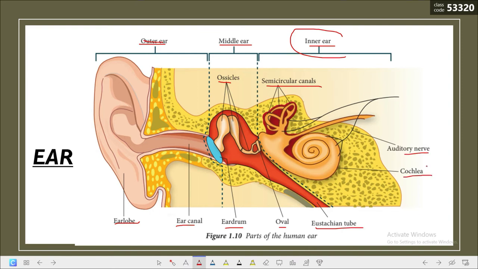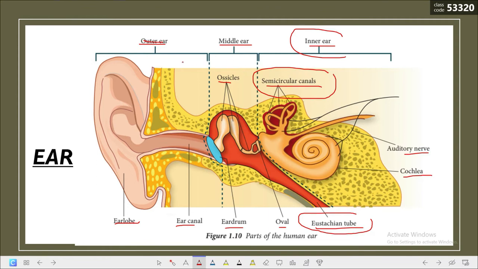However, we already know the function of the ear, of course, is to hear sound. But there are two parts in the ear that are not involved in our hearing system. We call them the semicircular canals and the eustachian tube. These two parts of the ear do not involve our hearing system. We will learn later what the function of these two actually is.